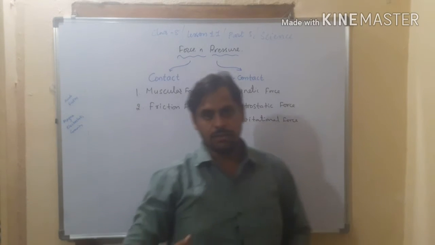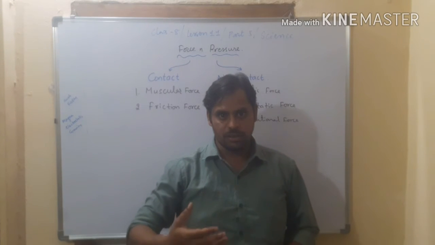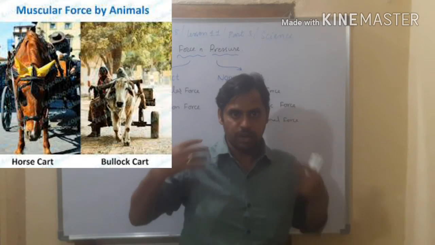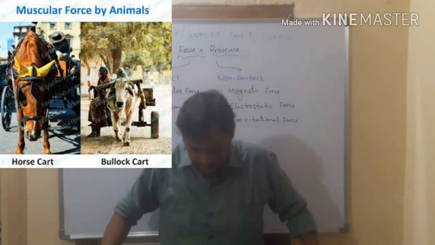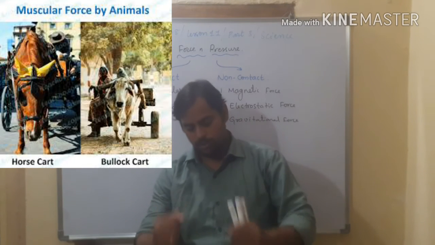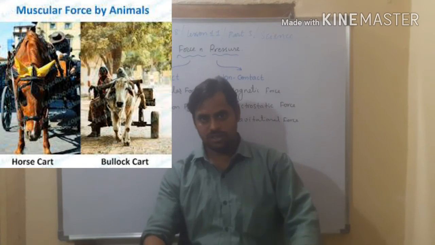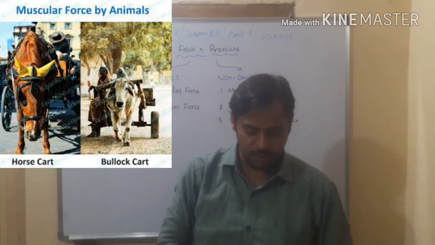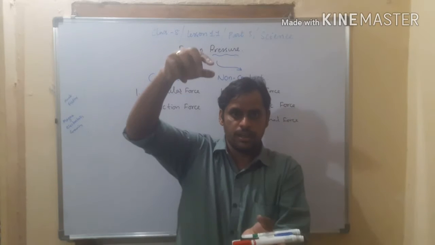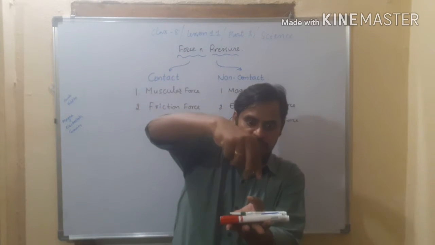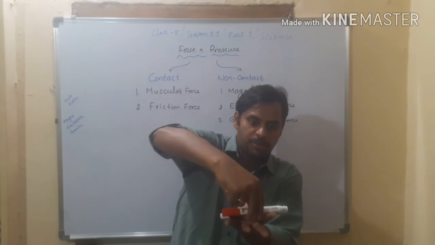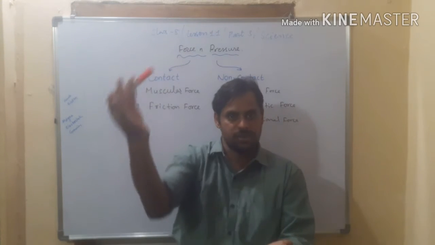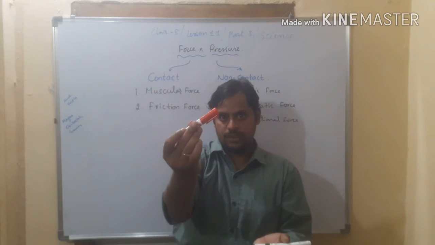Even with a bullock cart, when an ox or a bull is pulling the cart, it pulls the cart with its shoulder muscles. Even the tonga horse has to use muscles to do the work. For example, if I want to lift the pen, my finger muscles help me hold the pen and my arm muscles lift the pen. So it is muscular force, contact force.